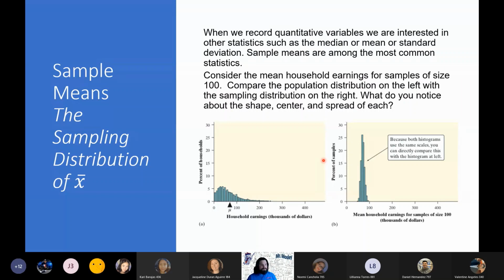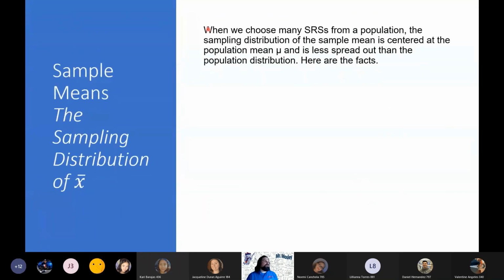So the sampling distribution takes all the data and summarizes it into what we can expect the mean of our population to have. But it's easier to work with now because it's normal. We can do a lot more with it, which gives us some usable results. When we choose many SRSs from a population, the sampling distribution of the sample mean is centered at the population mean mu and is less spread out than the population distribution, which is what we saw in the previous graphics.